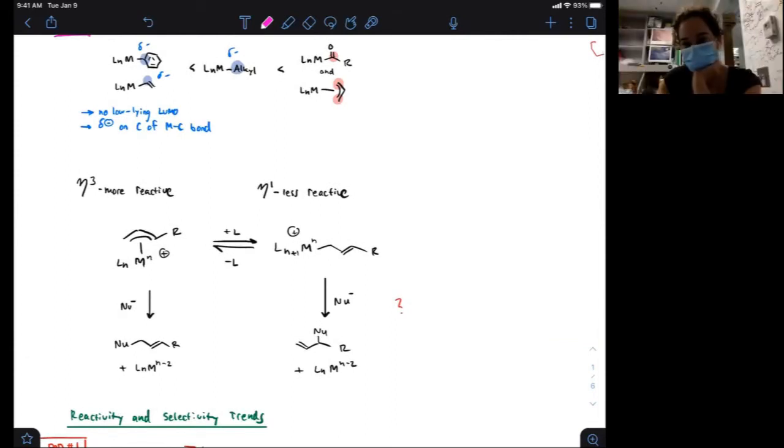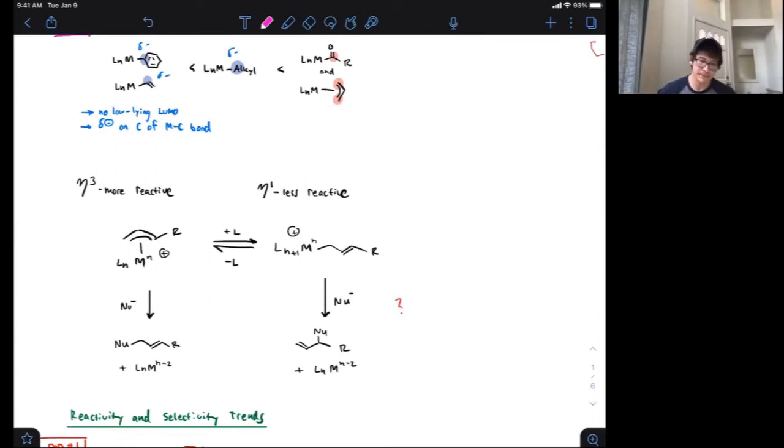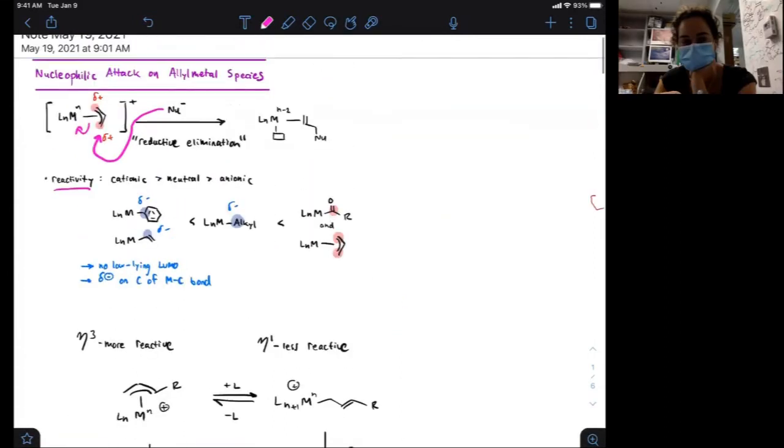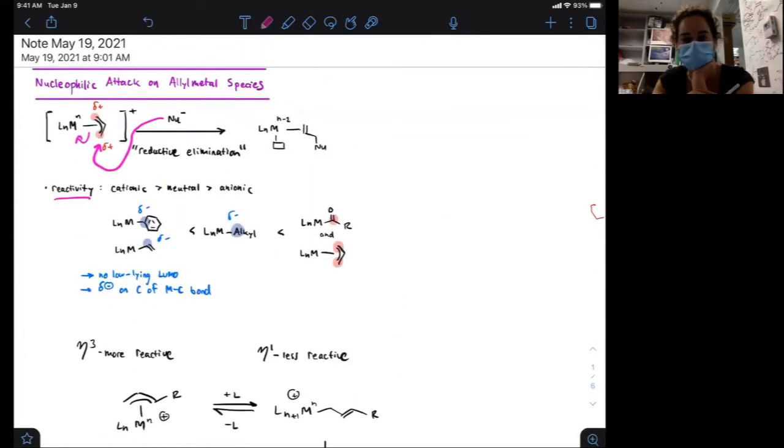Can I ask a question about the delta pluses on the allyl metal? Yes. Is it just, do you just know that based on where the nucleophile is attacking, or is there a way to explain it otherwise? That the delta plus is on the terminal positions?